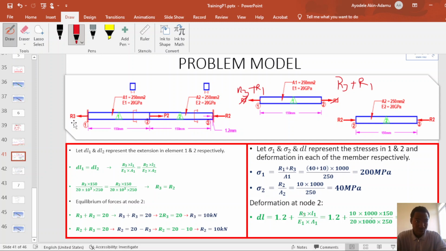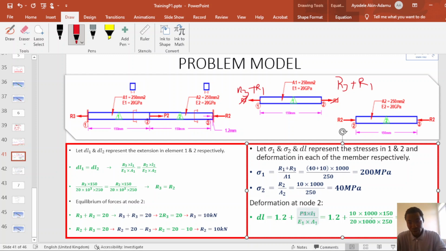Let me correct this quickly. Here is supposed to be P1. This is a mistake. So P1 times L1, and P1 is 10 kilonewton. So the 10 kilonewton force times the length of the first finite element, 150 mm, divided by the Young modulus multiplied by the cross-sectional area. So this will give us 0.3. So 0.3 plus 1.2 is 1.5 mm. So the deformation at node 2 is 1.5 mm.